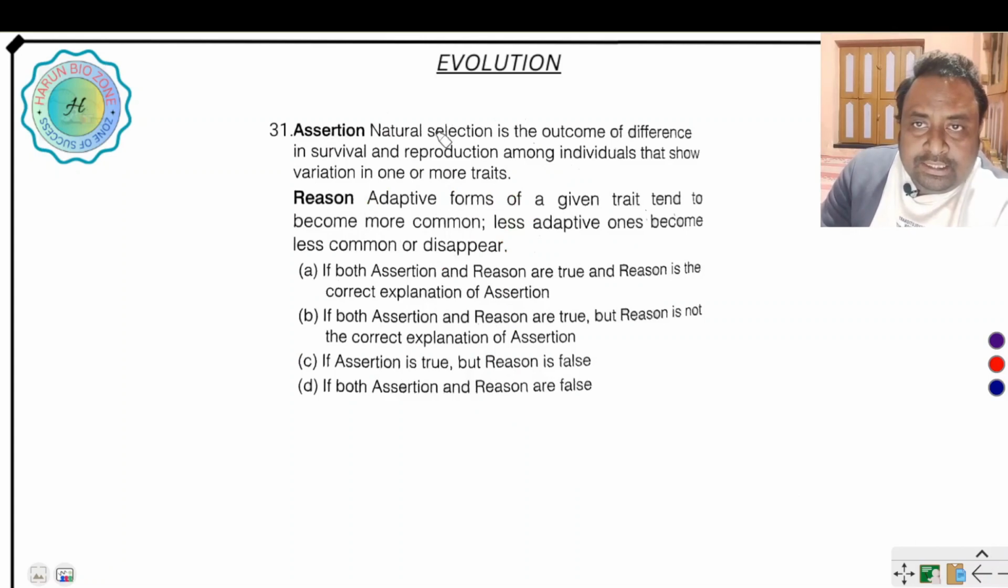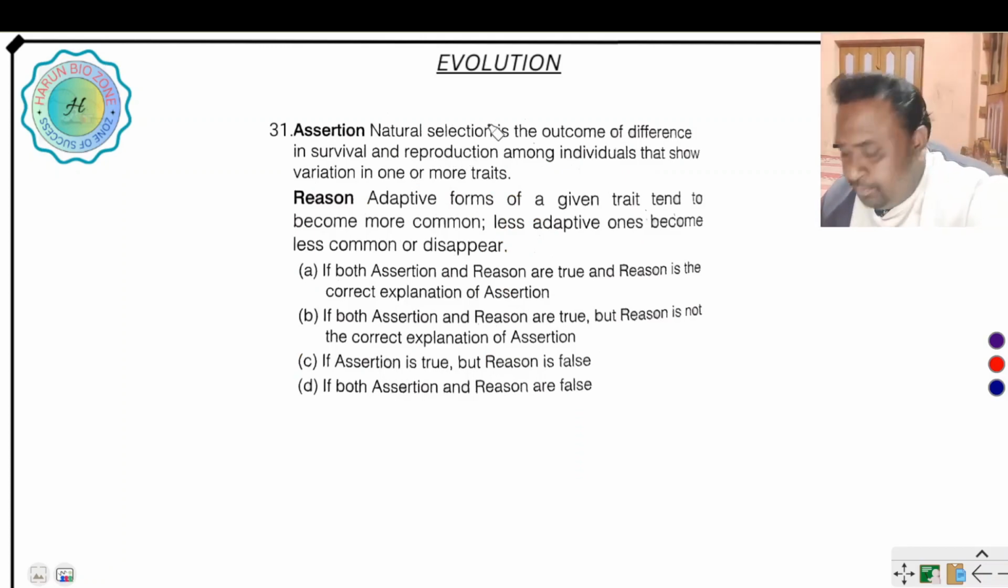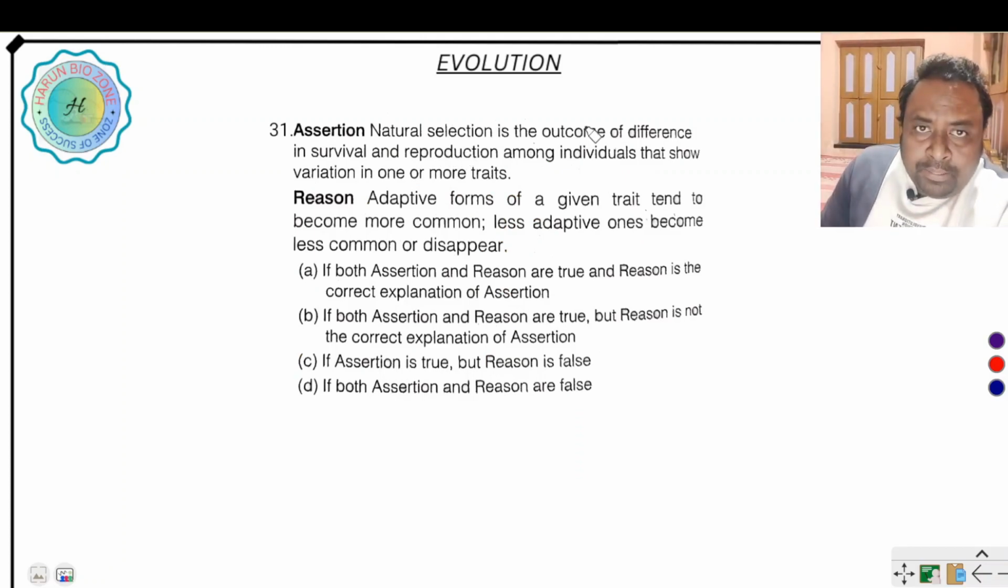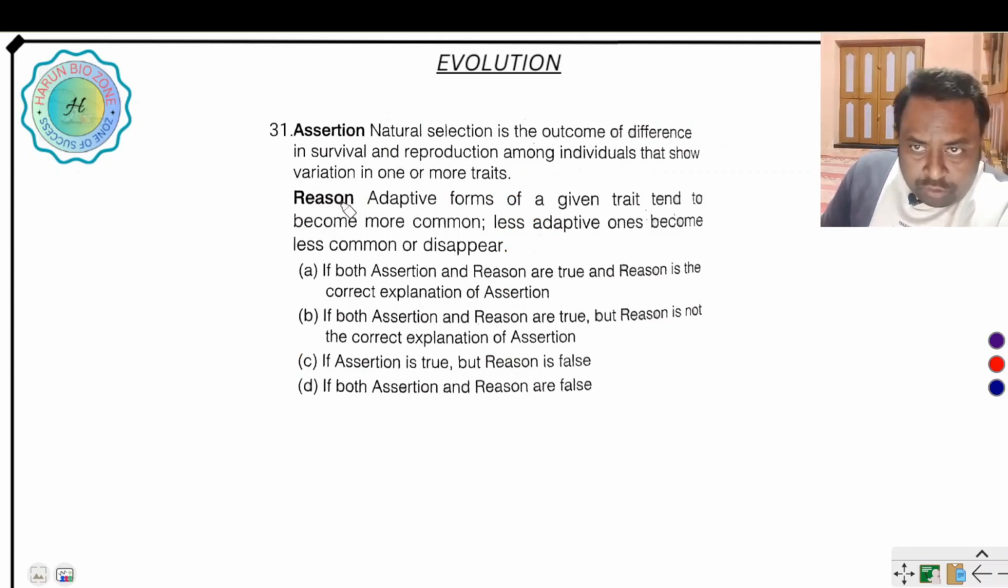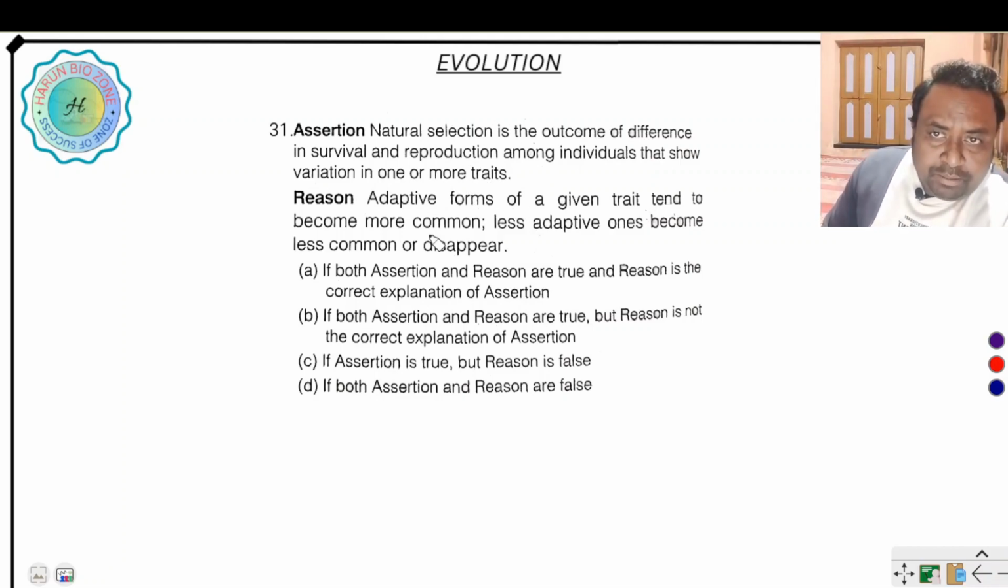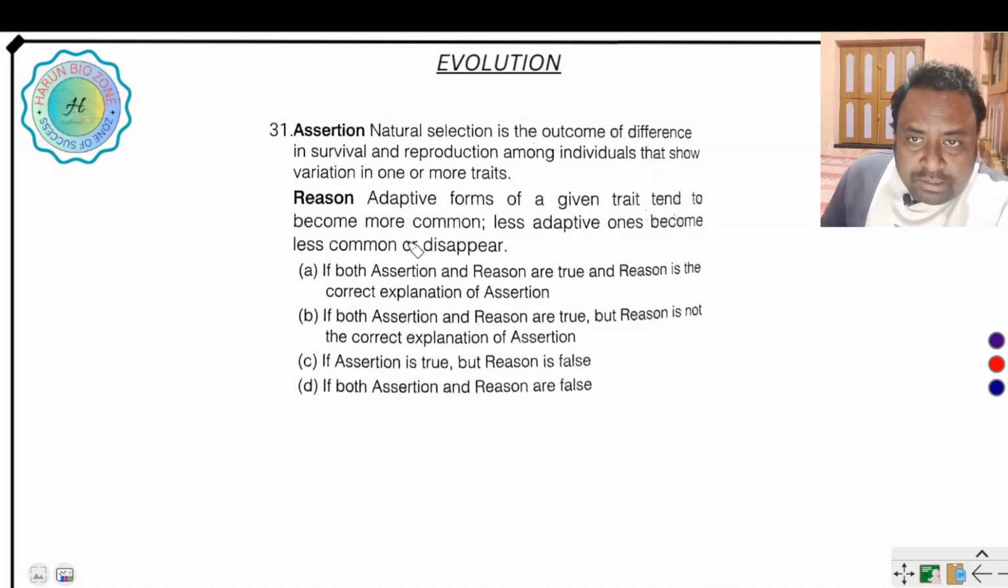Next question, assertion is natural selection is the outcome of difference in survival and reproduction among individuals that show variation in one or more trait. Adaptive forms of given trait tend to become more common. Less adaptive ones become less common or disappear. Both assertion and reason are true, but reason is not the correct explanation of assertion. A is the correct option.